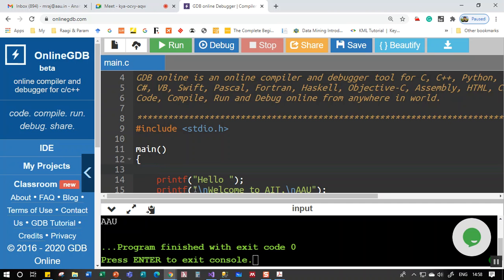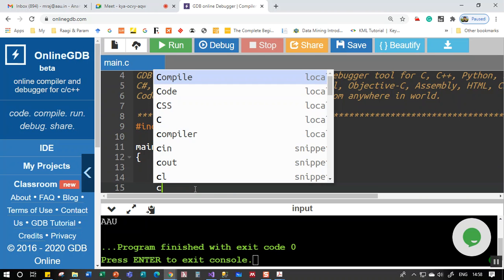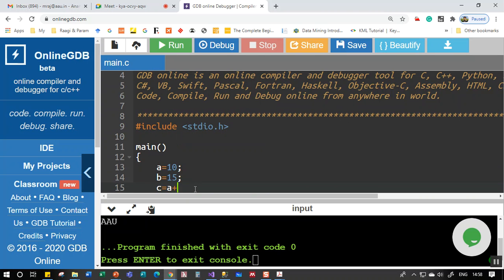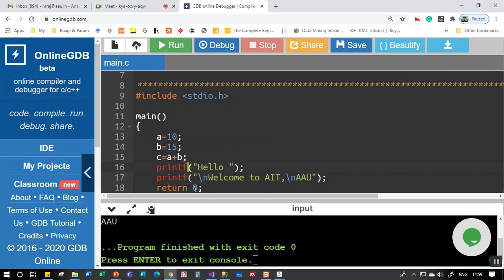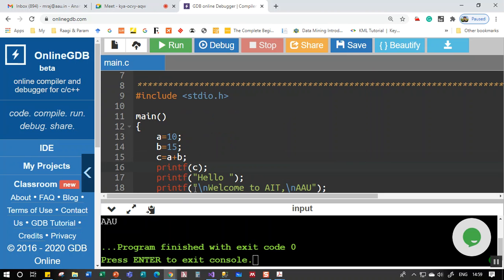Now our second algorithm was for addition of two numbers: a equal to 10, b equal to 15, and c equal to a plus b. And then I want to print the value of c. printf, I will say c. And I will say semicolon.